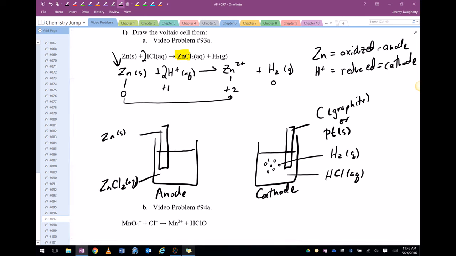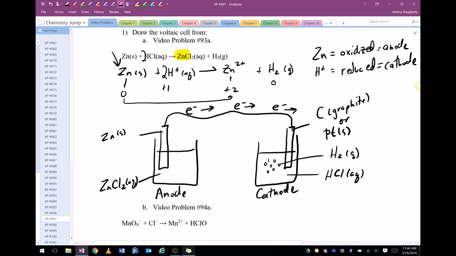I have the anode, which is the site of oxidation. I have the cathode, which is the site of reduction. Now what I need to do is attach these two with a wire. So there's a wire, and the electrons travel along the wire. Let's write the electrons up here. Now let's indicate which way they flow. Electrons always flow, alphabetically, from anode to cathode along the wire.